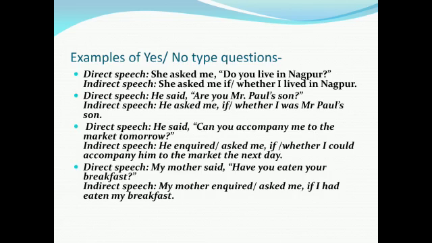Coming to the last sentence, my mother said, have you eaten your breakfast? So the indirect speech will be, my mother inquired or asked me if I had eaten my breakfast. Now, have you eaten is the present perfect tense. It will become past perfect tense. Have you eaten your breakfast?